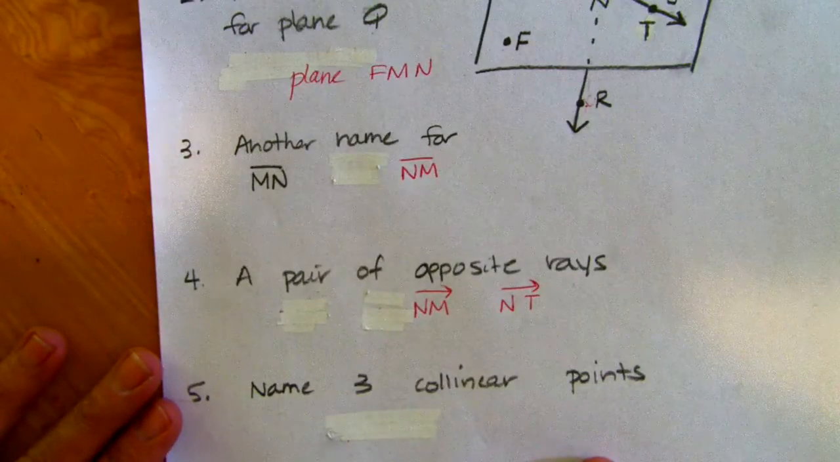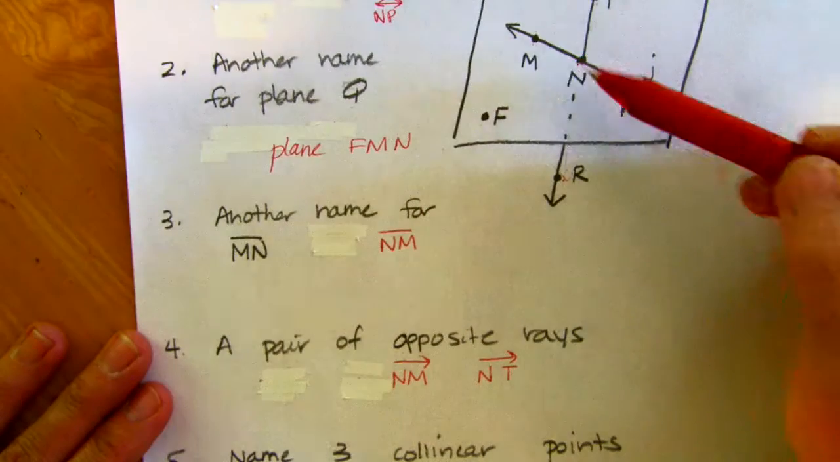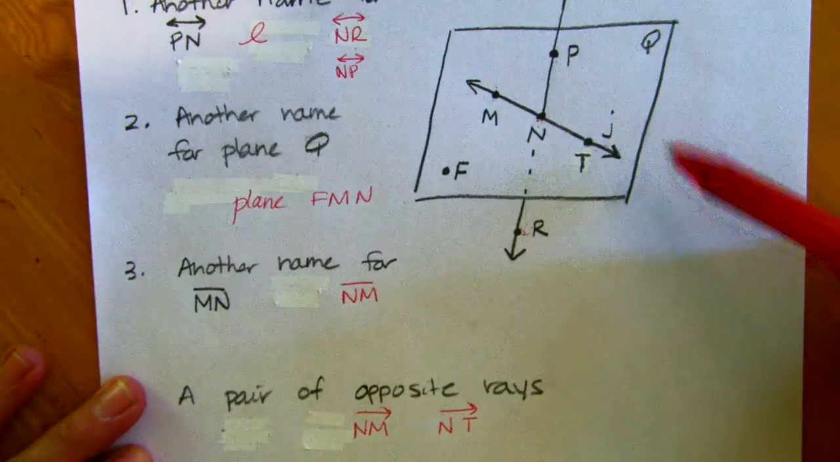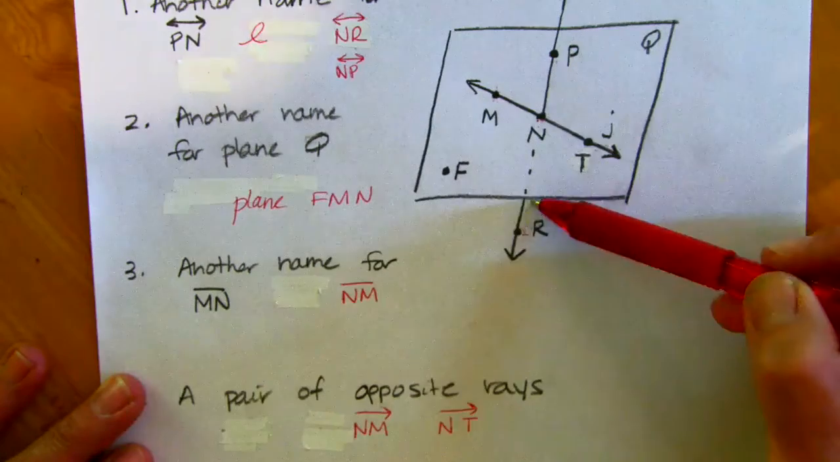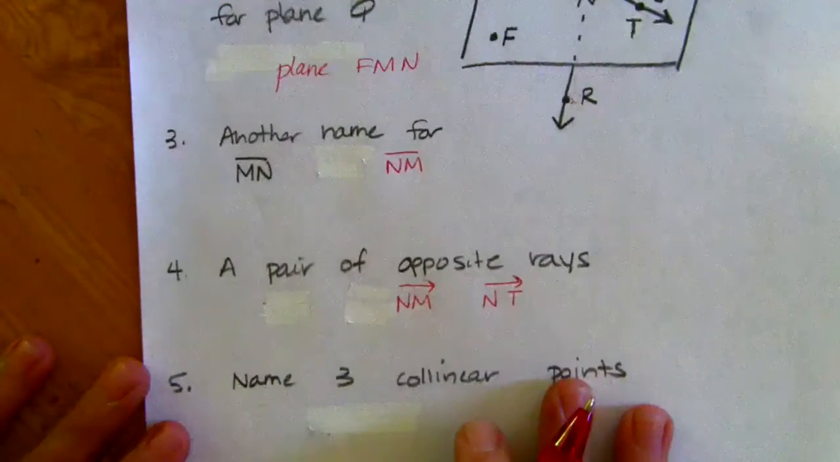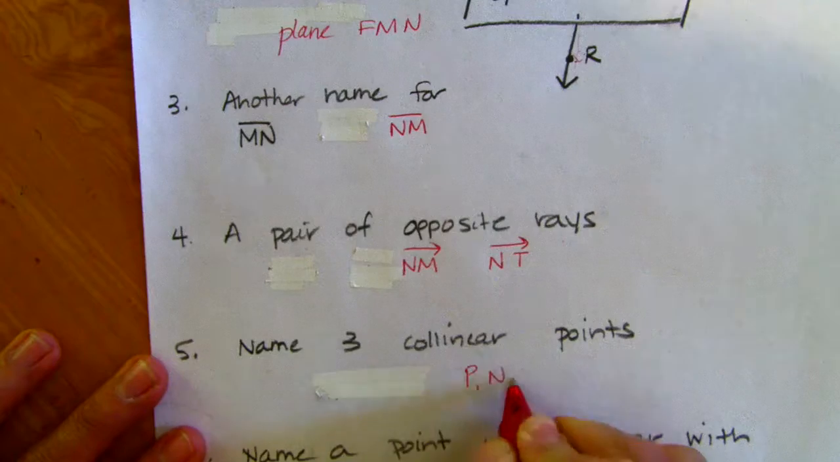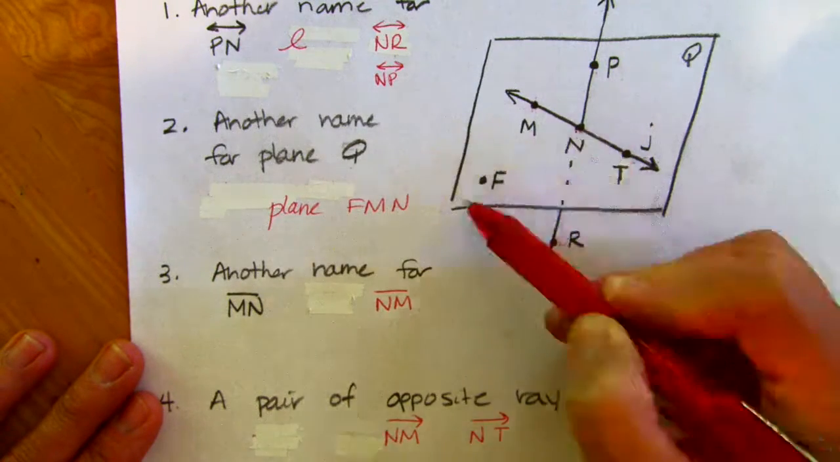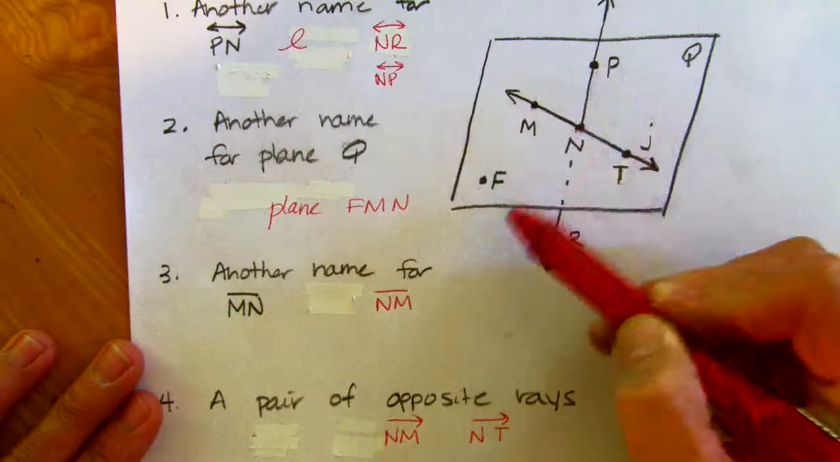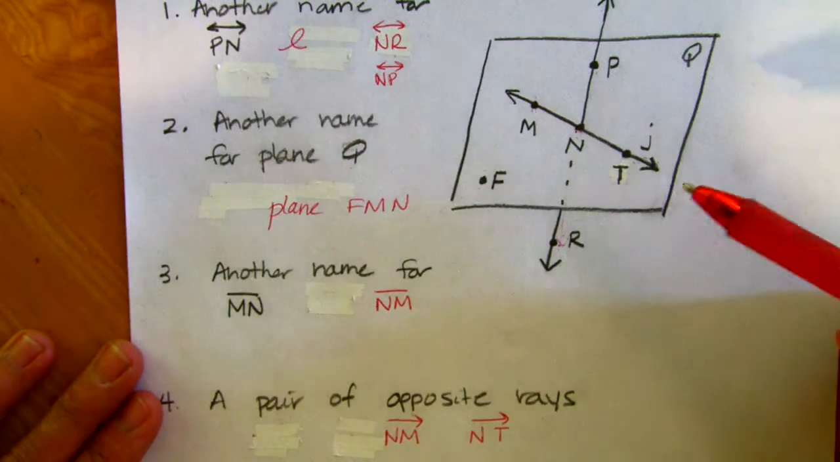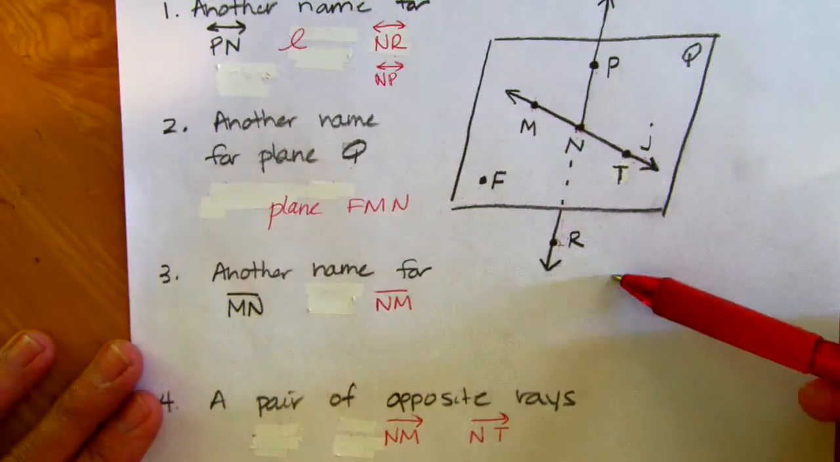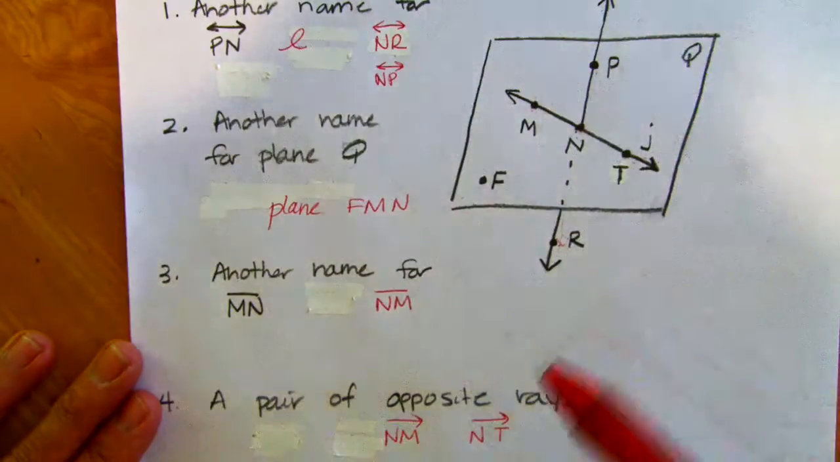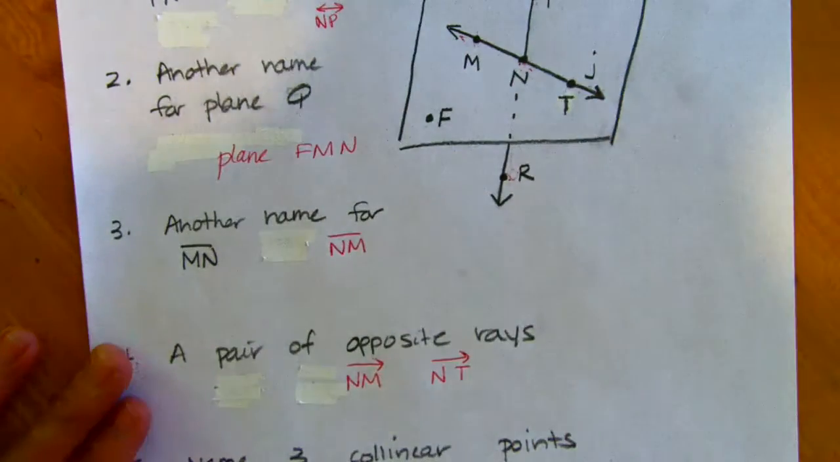Name 3 collinear points. Well, that's kind of easy. M, N, and T. They are all on a line, or P, N, and R. That works as well. So I'm going to say P, N, R. They make up a line. Could I draw a line through FMN? No. Or even FMP? No. So I could draw a line through any 2 points, FR, FN, FP, but if I need 3 collinear points, they have to be in a line.